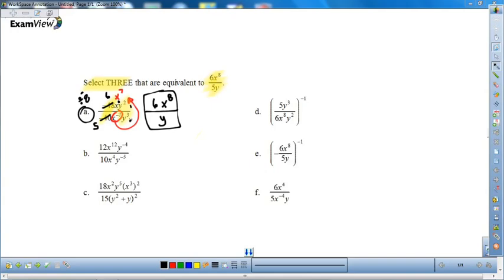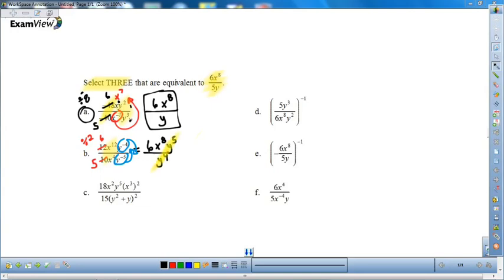For B, let's divide by 2. So 2 goes into 12 6 times, 2 goes into 10 5 times. Okay. If I look at my x's, I'm going to subtract. There's more x's on the numerator, so it's going to stay on top. And if I look at my y's, I'm going to flip them because they have a negative exponent. So I'm going to have y to the 5th on the numerator, y to the 4th in the denominator.